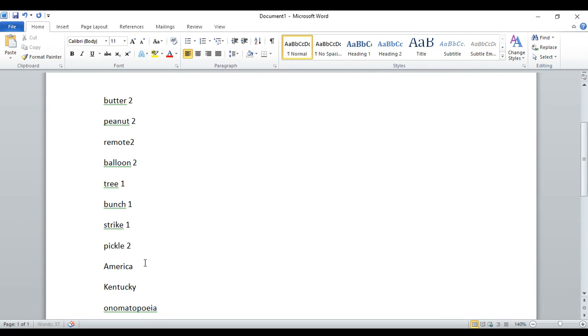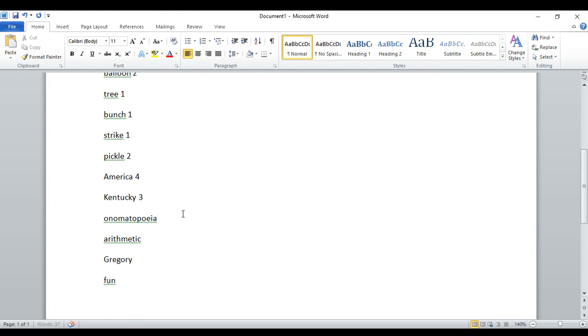All right, the next one is America. America. So that actually has four syllables, and it's got four vowels in it. Then we have Kentucky. And here's an instance where Y serves as a vowel. So Kentucky has three syllables in it.